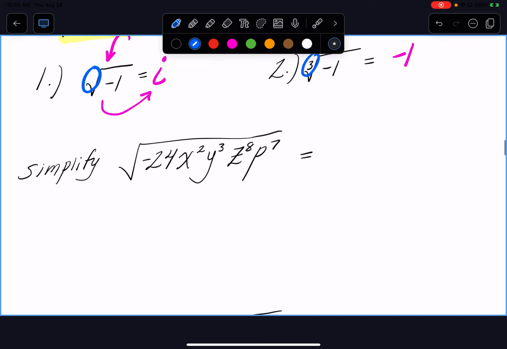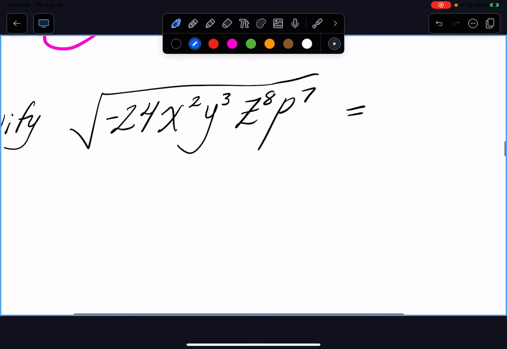Okay, so looking at this problem right here, it says simplify. So we're square rooting -24. We're square rooting x squared. We're square rooting y cubed. We're square rooting z to the 8th. We're square rooting p to the 7th. I like to do a mixture of writing out the factors and not. To me, it's too big of a pain to write out 2 z's, to write out 3 y's. But I do believe it's helpful for numbers.